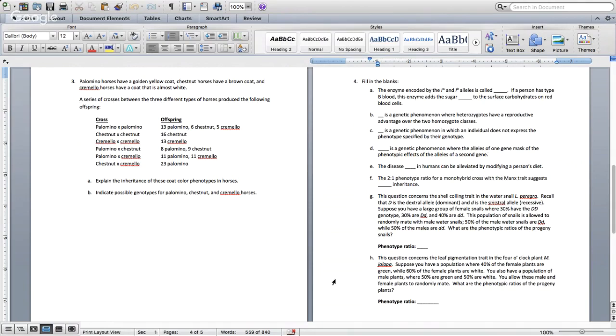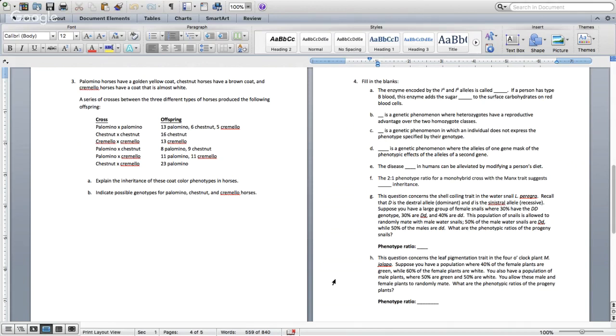For number 5, color is influenced by one gene with 4 different alleles: black, sepia, cream, and white. These alleles show complete dominance in the order of black being most dominant, followed by sepia, cream, and white. Determine the genotypes and phenotypes of the parents that produce the following offspring in a cross.